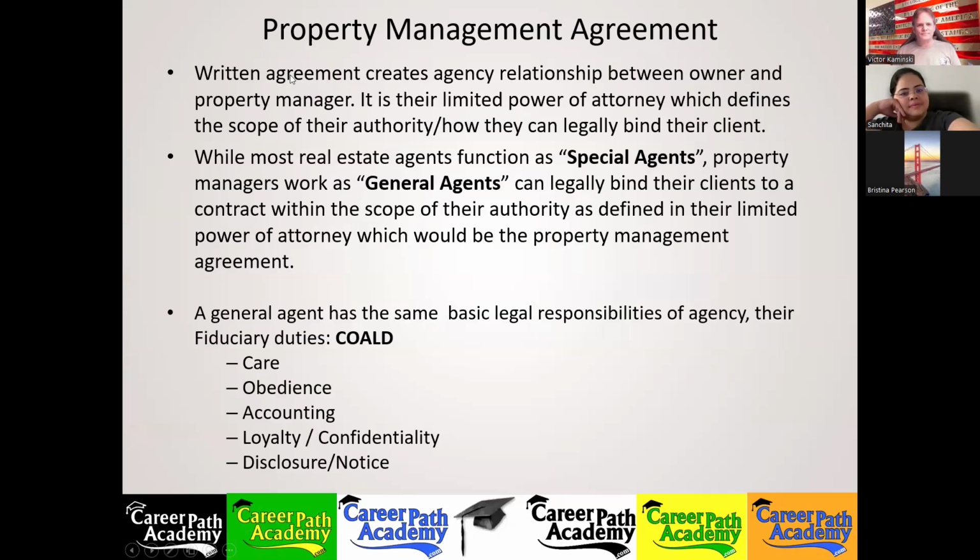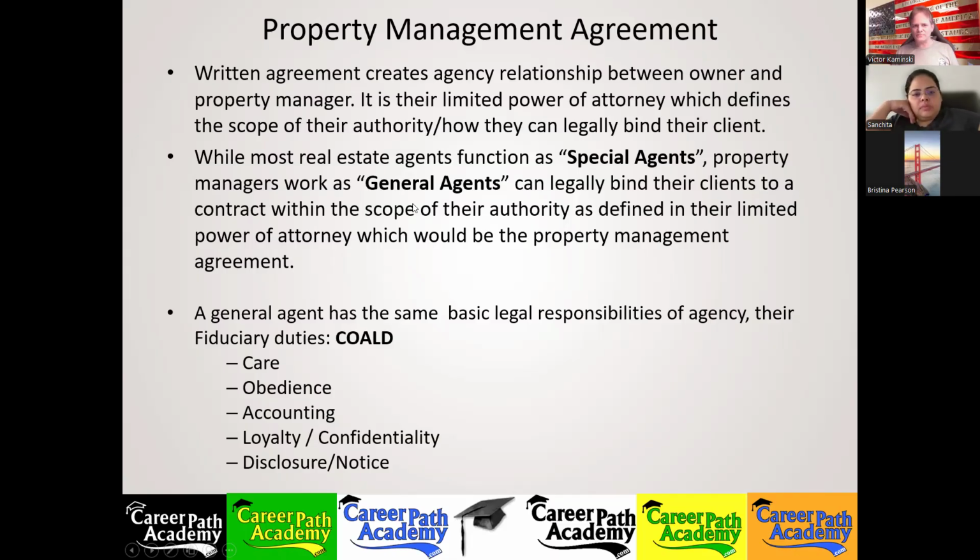Okay, so the property management agreement is a written agreement that creates the agency relationship between the owner and the property manager. It's their limited power of attorney that defines the scope of authority, how they can legally bind their clients to a contract. Most real estate agents function as special agents because you're very special, right? Remember that. But that means that you can't legally bind your clients to a contract because you didn't sign any kind of power of attorney or anything with them.